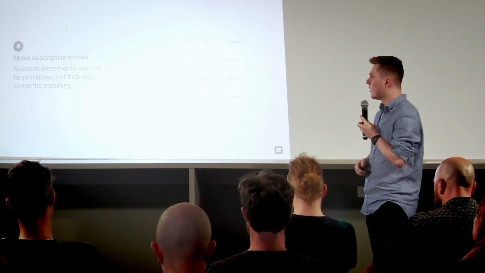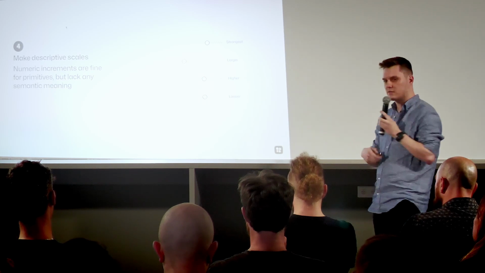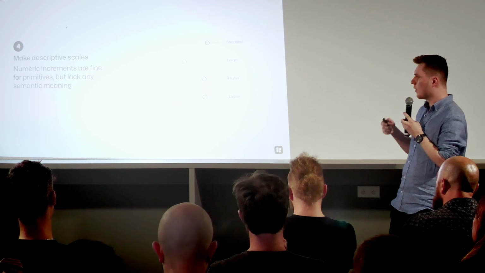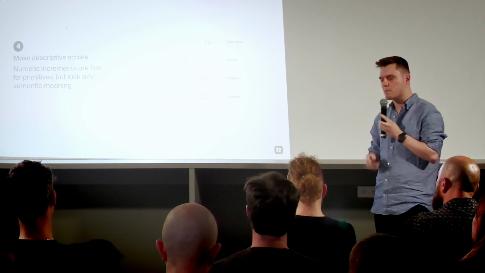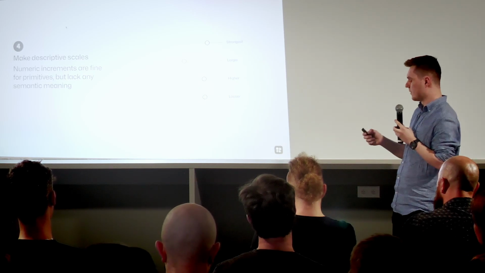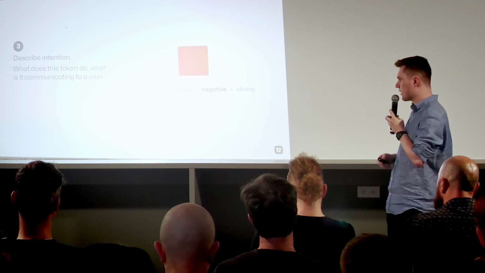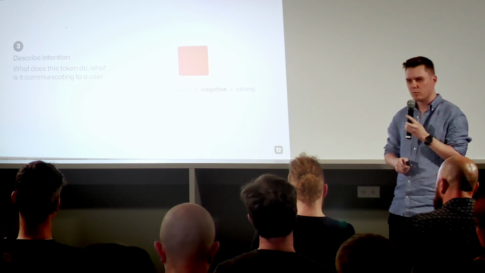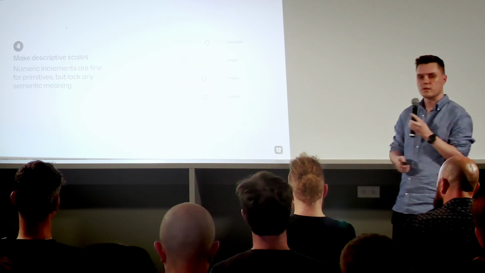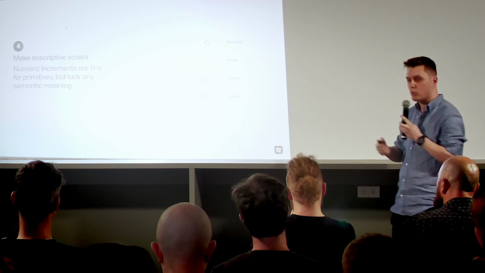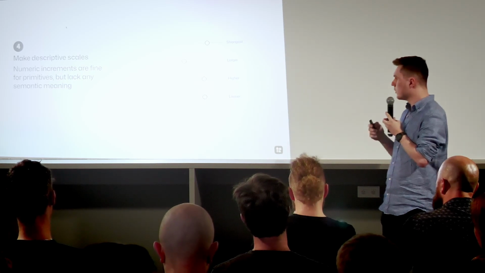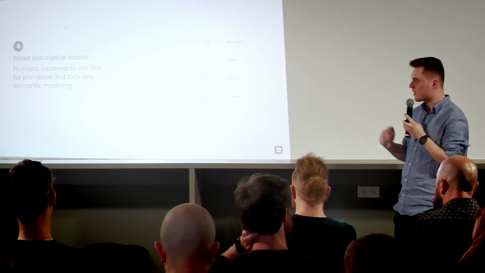And then the 4th step is to make descriptive scales. If you've got a group of tokens that have scales, avoid numeric increments, because they make no sense. Something like, if you go back a slide, if I call this scheme signal -5, what does 5 mean in that scale versus a word like strong? That gives me the understanding that that's probably got more pigment, or it shows that it's more dominant on a page. So use scales of adjectives that make sense.